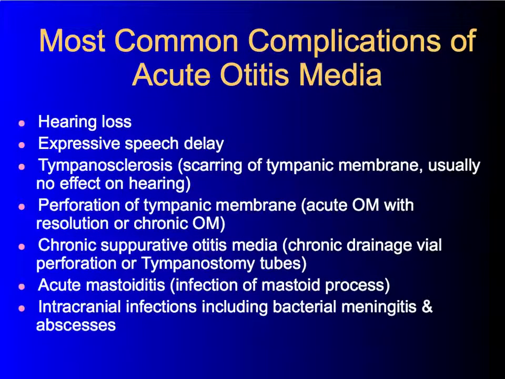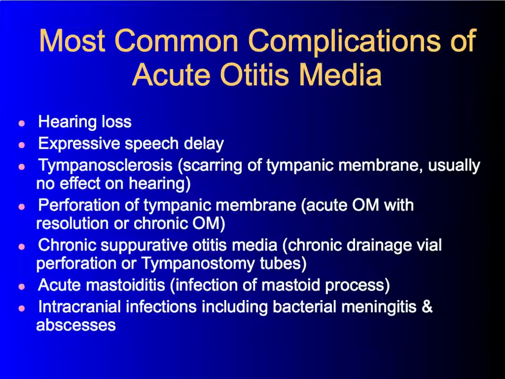The most common complications of acute otitis media are hearing loss, an expressive speech delay, tympanosclerosis, where there's scarring on the tympanic membrane but usually no effect on hearing, and perforation of the tympanic membrane. That will occur with acute otitis media and with the resolution, or chronic otitis media. Chronic suppurative otitis media, where there's chronic drainage via perforation or tympanostomy tubes.